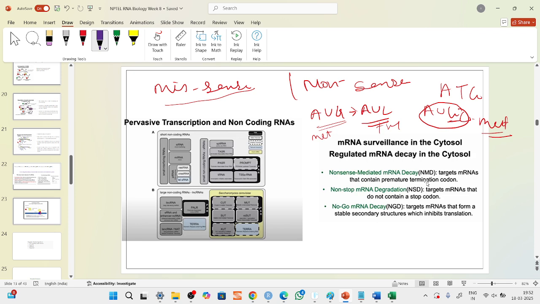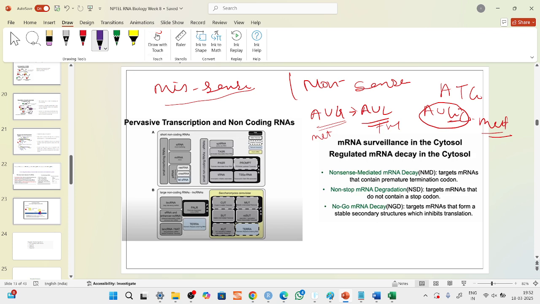Non-stop mRNA decay means now the decay is not stopping, it is non-stop, continuously happening. So that is your non-stop mRNA decay. It targets those mRNAs that do not contain a stop codon. There is no stop codon at all, so continuously it is going on. Continuous synthesis is happening. That is your non-stop mRNA decay.